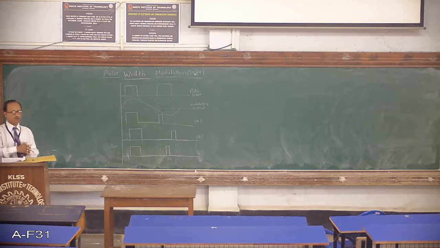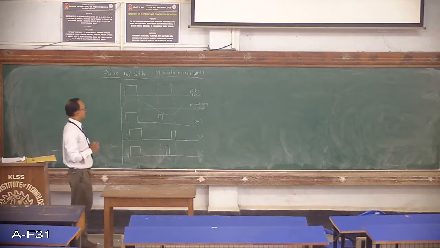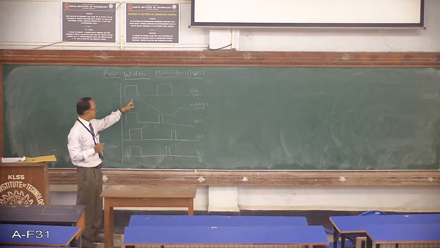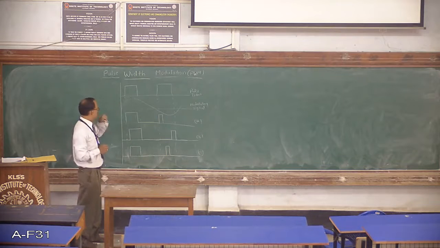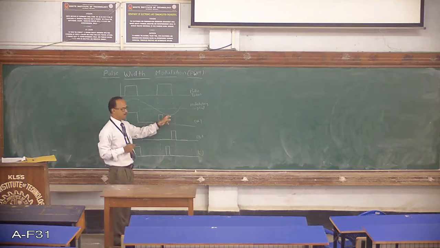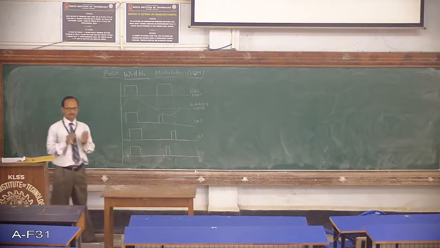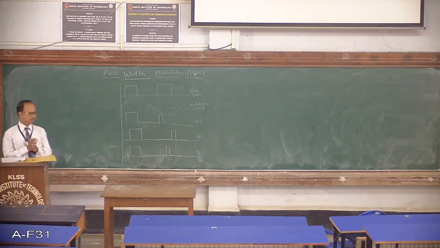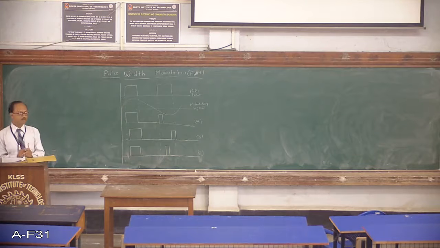So this pulse width modulation, PWM, is a scheme of modulation wherein the pulse width, that is the width of the pulses, will vary according to the instantaneous amplitude of the modulating signal. That means if the instantaneous amplitude of the modulating signal is high at a particular instant of time, then the width of the pulse will be high. If at any instant of time the amplitude of the modulating signal is less, then if the sample is taken at that point of time, the width of the pulse will be less. So this way what varies here is the width of the pulses.